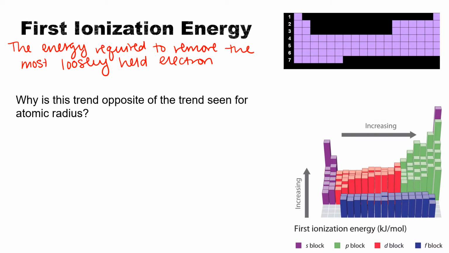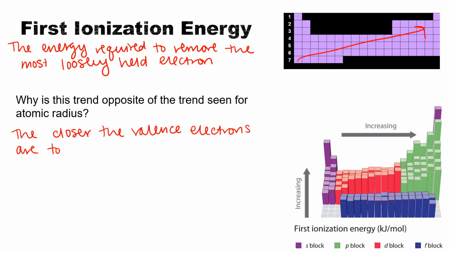And for this trend, we see that it is going to increase up a group and increase as we move to the right across a period. So the overall trend can be drawn like this. And why do we think this trend is opposite of the trend seen for atomic radius? Well, the reason is that the closer the valence electrons are to the nucleus, the harder it is to remove them.